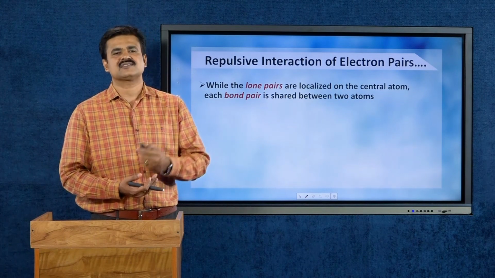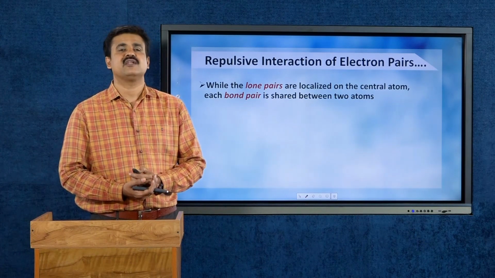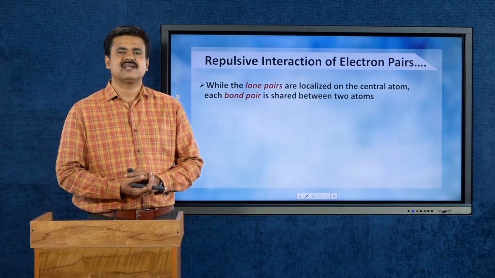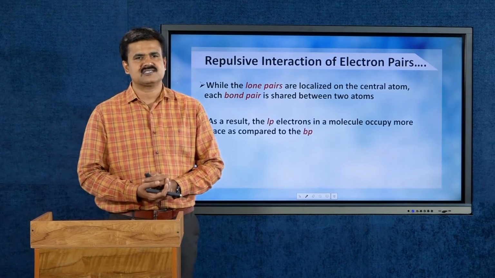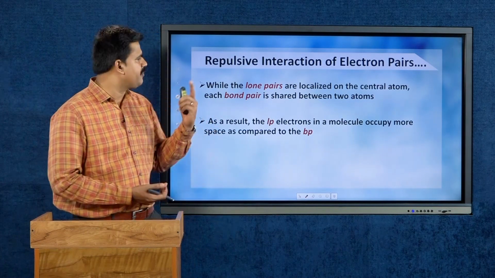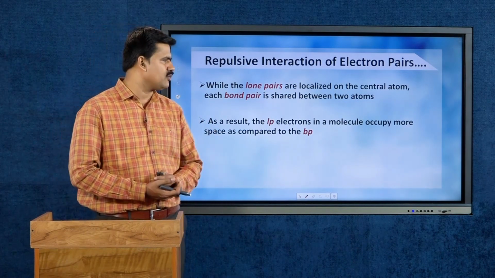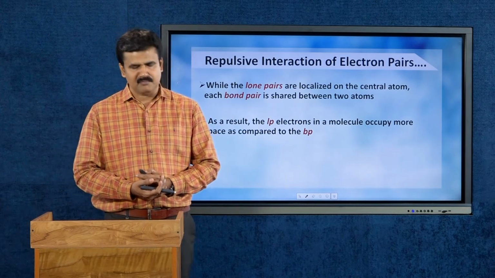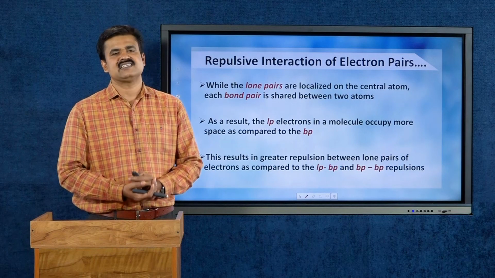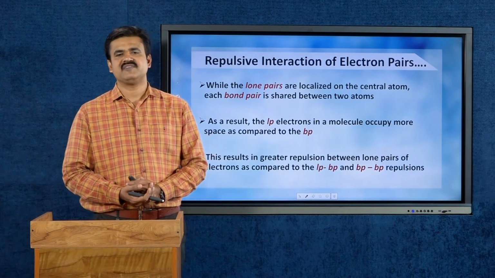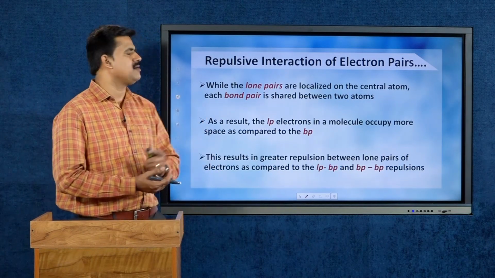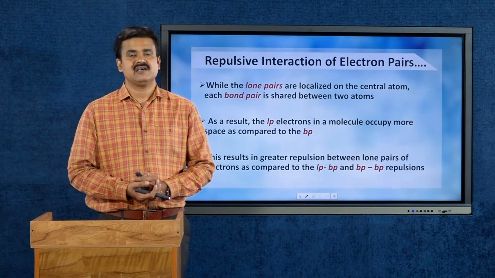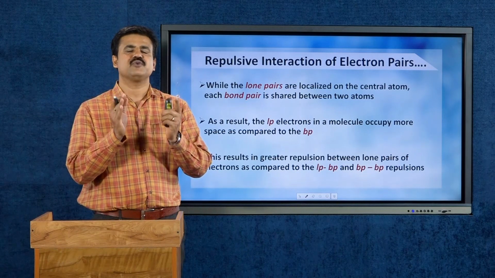Lone pairs depict localized electrons, and bond pairs represent shared electrons. As a result, lone pair of electrons in a molecule occupy more space as compared to the bond pair. This results in greater repulsion between lone pairs of electrons as compared to lone pair-bond pair as well as bond pair-bond pair repulsion. So, you have to keep this point in your mind.